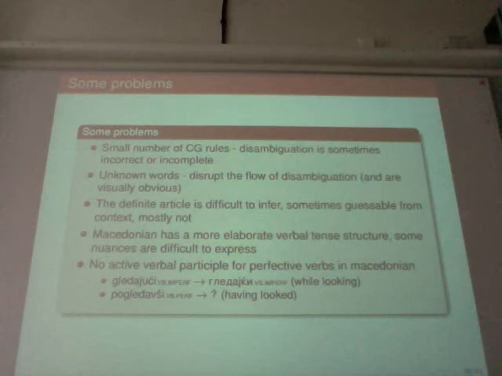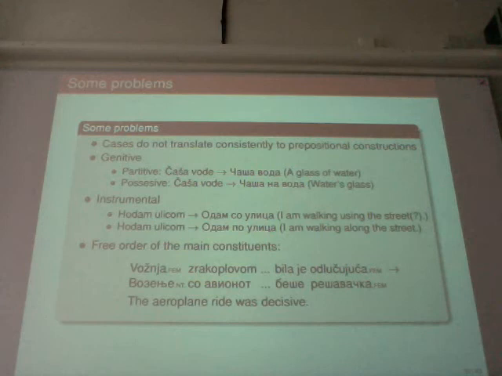So though Serbo-Croatian has a detailed morphology, cases do not always translate consistently into prepositional constructions. One notable example is genitive, which can have a number of functions. Partitive, for instance, "čaša vode" translates as "čaša voda", which means a glass of water, and when it's possessive, it's translated differently, but the source language form is the same. Same thing with instrumental. "Idem ulicom" is translated to "odam so ulica", which means I'm walking using the street instead of I'm walking along the street.